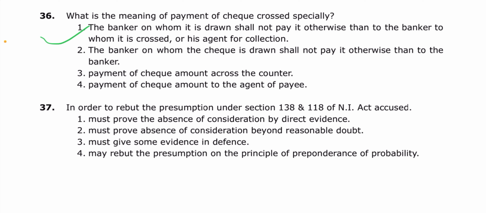Next question, in order to rebut the presumption under section 138 and 118 of NI Act accused, the options are first, must prove the absence of consideration by direct evidence, second, must prove absence of consideration beyond reasonable doubt, third, must give some evidence in defense, or fourth, must rebut the presumption on the principle of preponderance of probability.